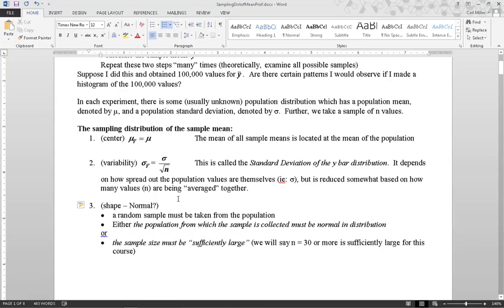Third, we want to know if we can approximate the distribution using a normal curve. To do this, you need to have a random sample of quantitative data, and either the original population must have a normal distribution, or the sample size must be sufficiently large. By sufficiently large, we will say that if n is 30 or more, that is large enough to treat the sampling distribution of the mean like a normal distribution.